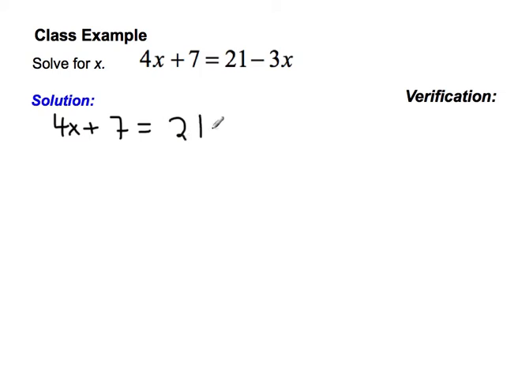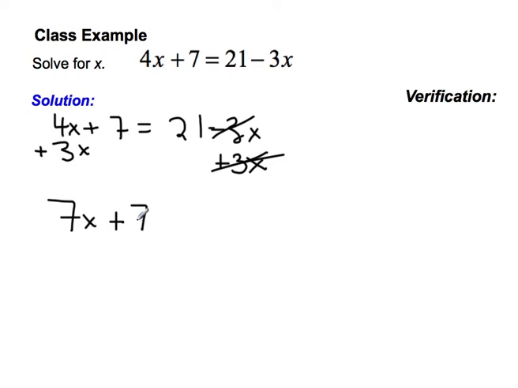For some odd reason, I always like my variable tiles on the left unless it's pretty clear to put them on the right. So I'm just going to take my variable tiles to the left. So if I want all my variable tiles on the left-hand side, I have to zero out this negative 3x. I do that by adding the positive 3x. And whatever I do to one side, I must do to the other. These 2 zero out. It's like I have 3 red and 3 yellow. They zero out. I have now 7x plus 7 is equal to 21.